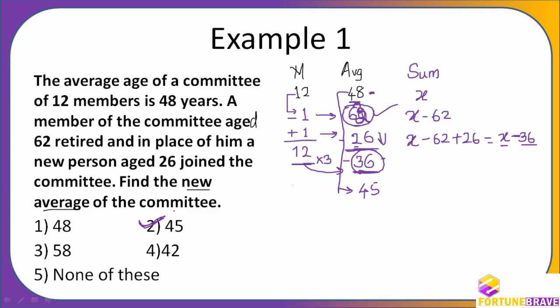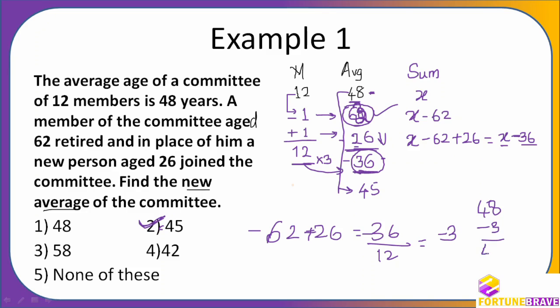Calm and cool. Only find the difference between these two, 62 and 26. You will get a number. This is minus, because this is going out and this is coming in. So this thing will be reduced by the number of people, that is minus 3. So it was earlier 48, now minus 3, it will be 45. Very, very simple, very fast and very effective. Understood? Great. So let us go to the next question now.